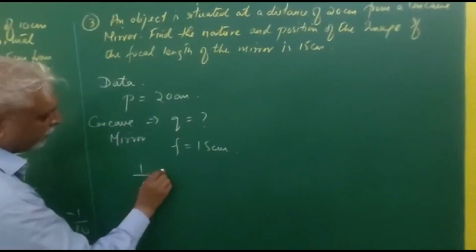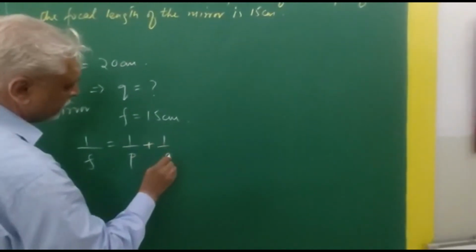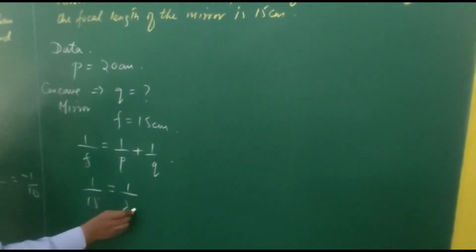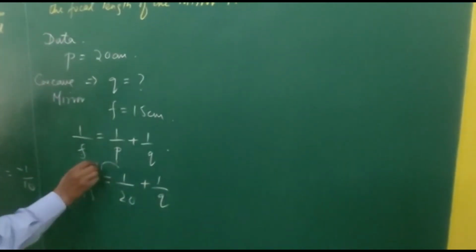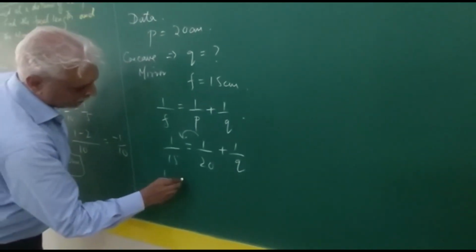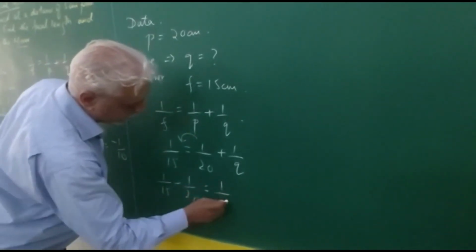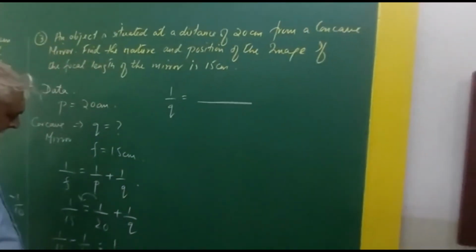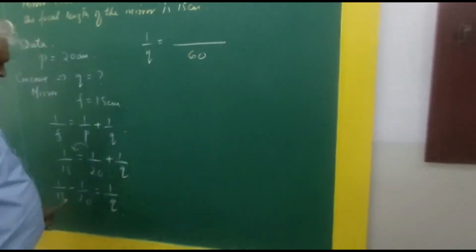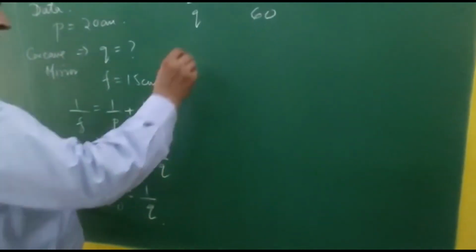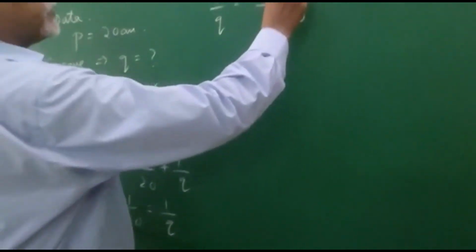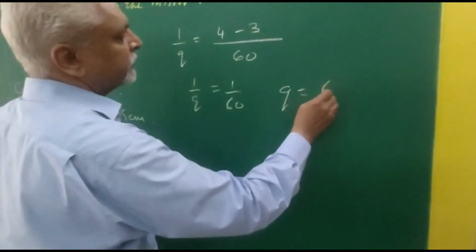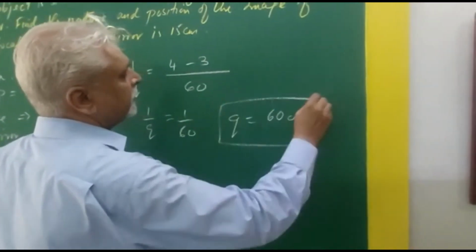So using the formula 1 over F is equal to 1 over P plus 1 over Q, 1 over F is 1 over 15 is equal to object distance 1 over 20 plus 1 over Q. Let's shift this over here. 1 over 15 minus 1 over 20 is equal to 1 over Q. Taking the LCM of 15 and 20, which is 60, 15 will go 4 times, 20 will go 3 times. So you have 1 over 60. Therefore Q is equal to 60 centimeters.